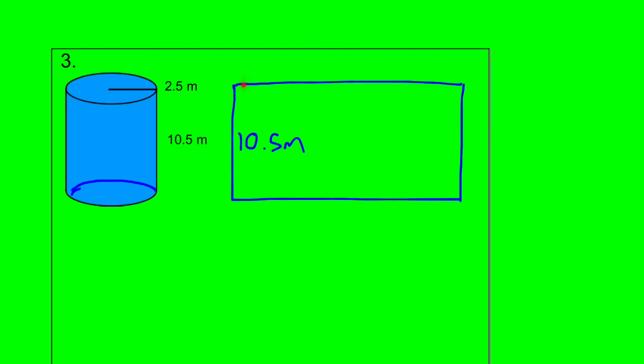Now remember, this distance is the same as the rolled out distance, and the rolled out distance is the circumference of the circle. So to get the long part of the rectangle, we have to figure out the circumference of the circle. C equals pi times diameter. C equals 3.14 multiplied by the diameter of the circle. Now in this example, we are given the radius of the circle is 2.5 meters. To get the diameter, we have to double it. So the diameter of the circle is 5 meters.